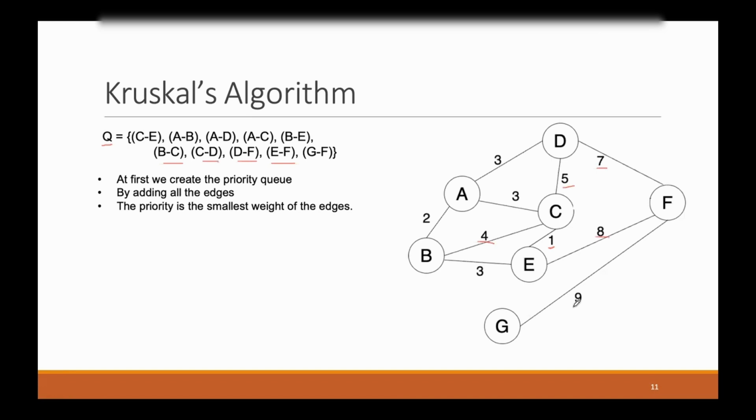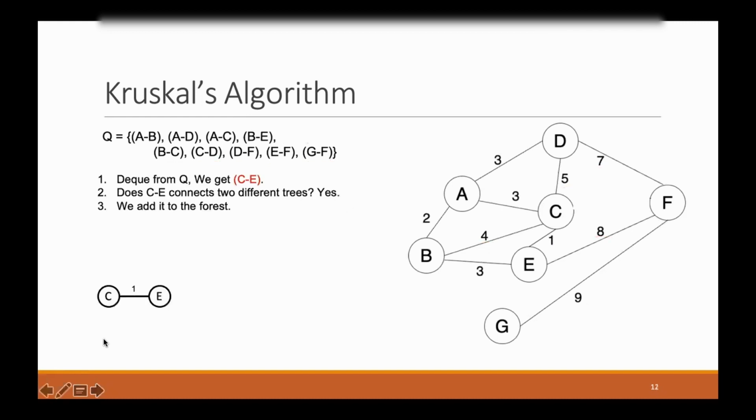And then finally, the edge GF, which has a weight of 9, is inserted in the priority queue. So that's how we construct the queue first, and then we dequeue the queue and run the algorithm until the queue is empty. So now let's have a look at the first step, actually the second step.